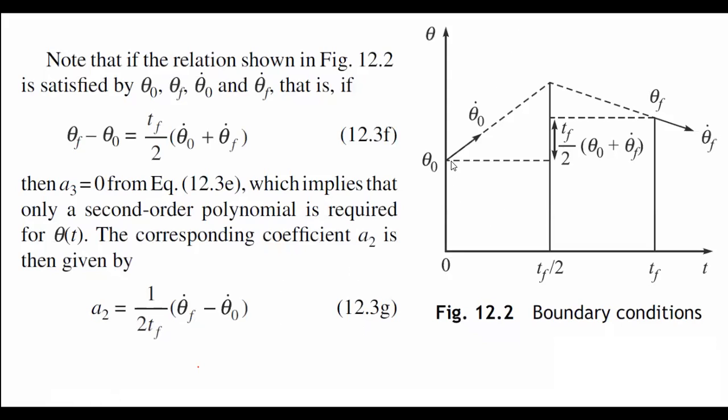Therefore, this is theta naught. This is the differentiation, the rate of change, theta naught dot. Now, this is the value of theta f at the time tf. Now, at the time tf divided by 2, this velocity will be maximum. Therefore, the difference between these two lines is tf divided by 2 into bracket theta naught dot plus theta f dot.